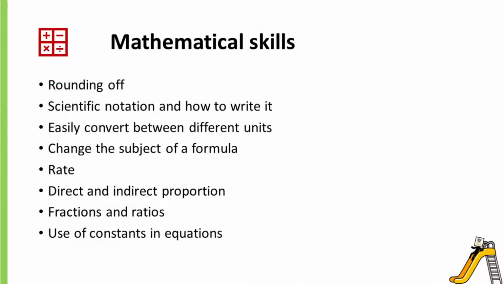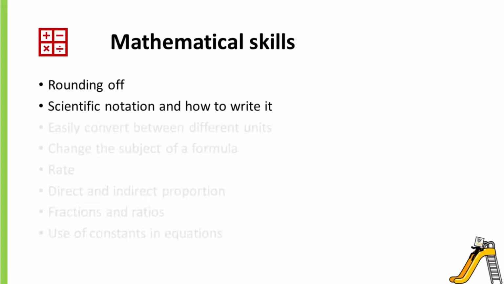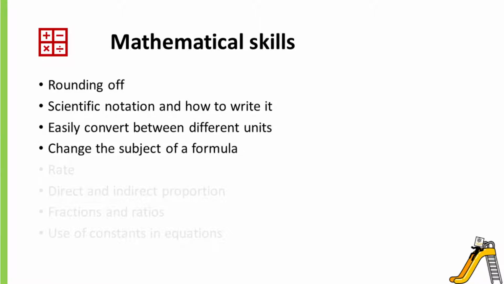We are getting further and further down our list of mathematical skills. At this point, we know how to round off, how to use scientific notation, and how to write it. We can easily convert between units, and we know how to change the subject of the formula. So the next thing on the list that we need to get into today is rate and how to use it and how to calculate it and just basically what it is altogether.